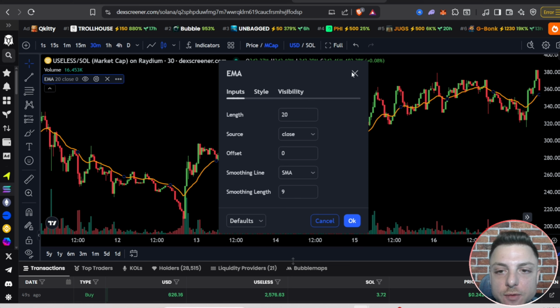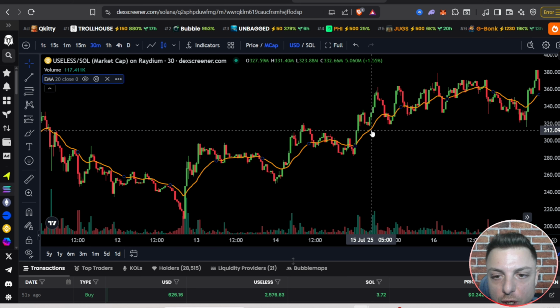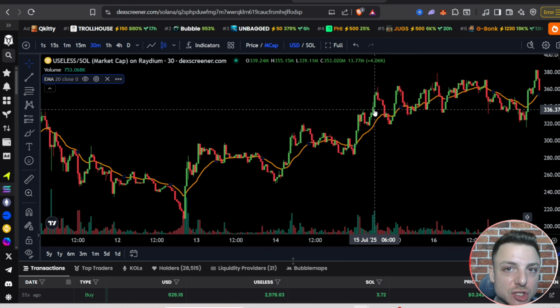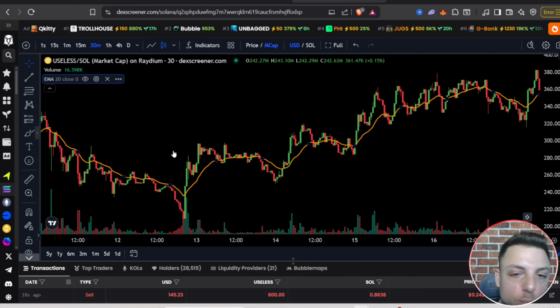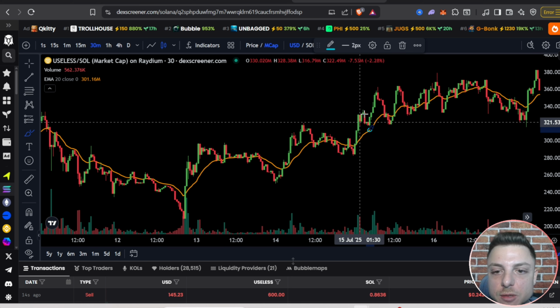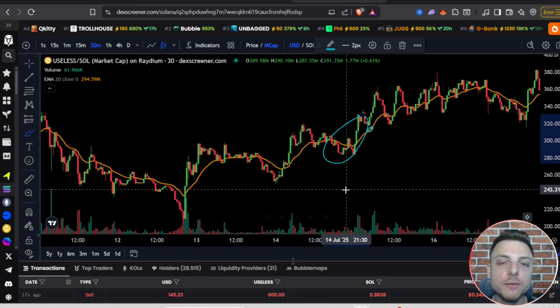So once you've got the EMA, we want to double click on the line, make sure it's set to 20. What it actually means is it's going to use the last 20 bars to generate the current price in the EMA. So this price in the EMA is generated by using the average of the last 20 bars.